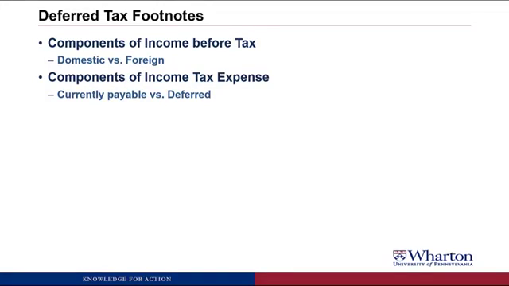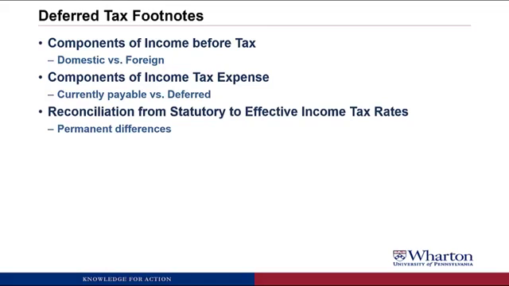So the total is the debit to income tax expense. Then there's this disclosure for how much is the credit to income tax payable, that's the currently payable, and then we'll see the plug to deferred taxes. There's a reconciliation from the statutory rate to the effective income tax rate. This will show us all the permanent differences.